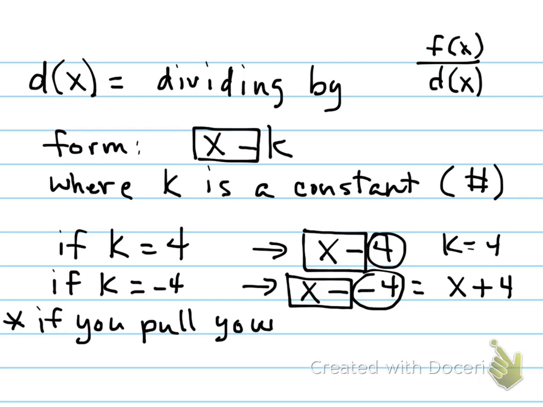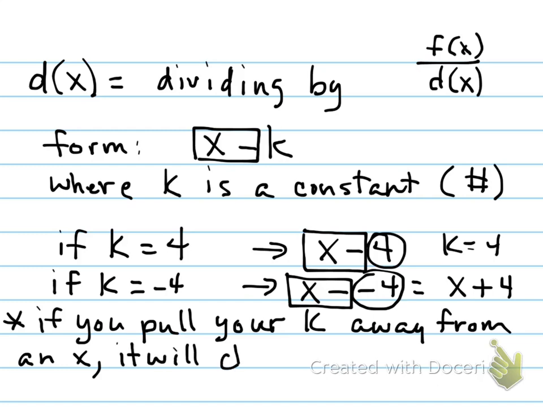If you pull your k away from an x, so it's x minus 4, x plus 4, x minus 2, x whatever, so you have an x with it, right? And we're going to take it away from that x. Remember, I want to leave the x and the minus behind, so what it's going to do is it will change the sign of your k.